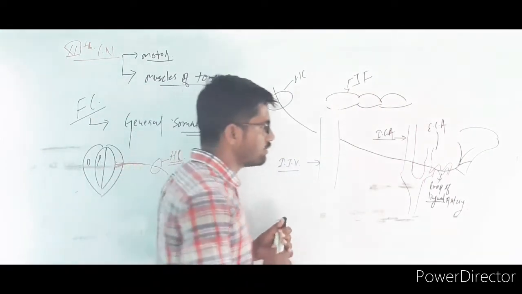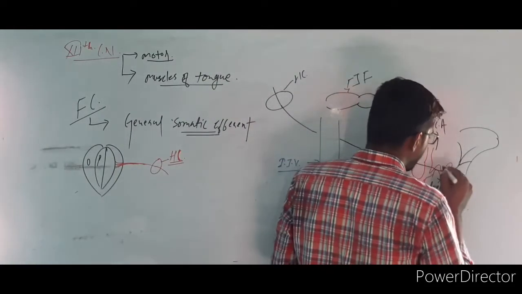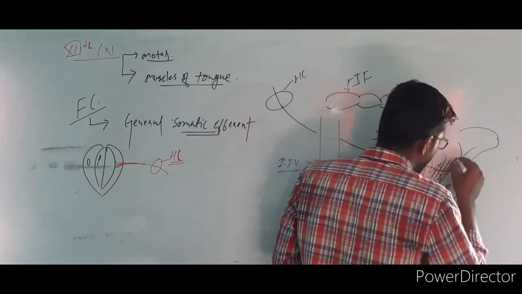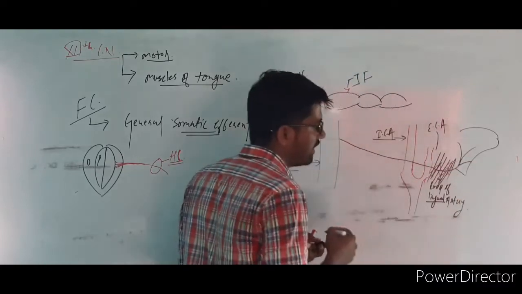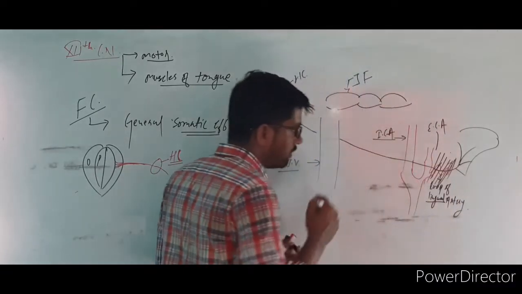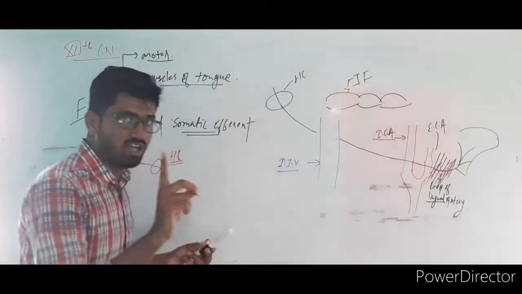Can I tell this? Yeah. So the hypoglossal muscle will be here. Here will be the one muscle, and that is called the hypoglossal muscle. Okay, I think it's visible. Right? Here is the hypoglossal muscle. Now, this is the course of the 12th cranial nerve.